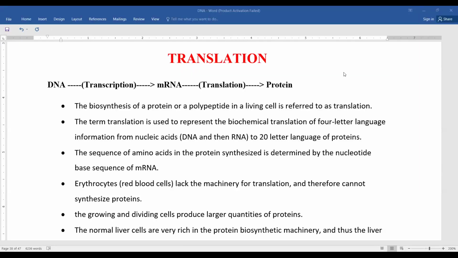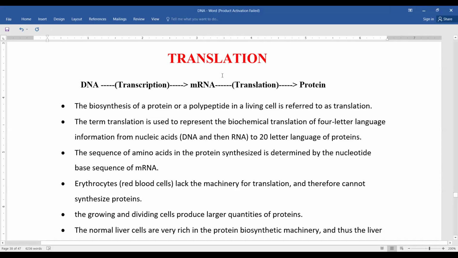Right. So today's class is translation. So what is translation? In the previous class we discussed the central dogma of molecular biology, or the central dogma of life.